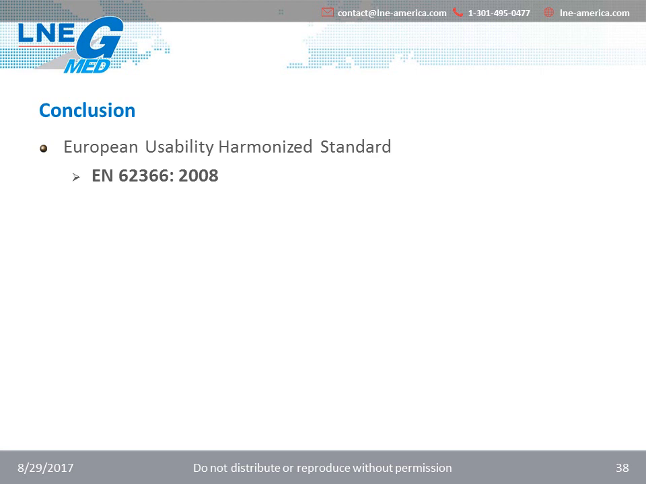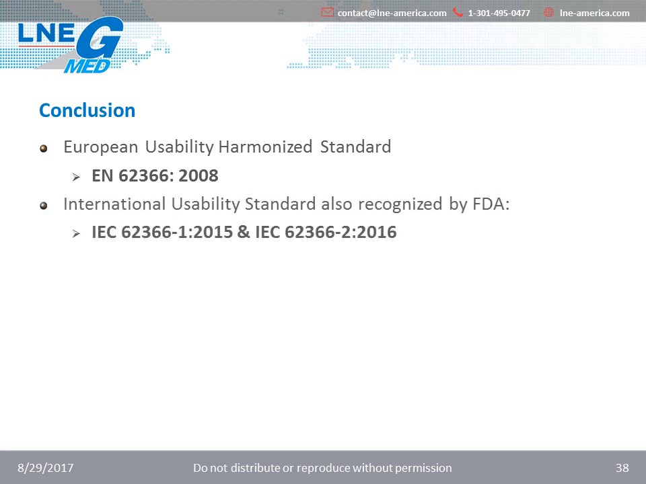Today, the latest version of usability published in the Official Journal of the European Union as a harmonized standard is still EN 62366-2008. However, the International Usability Standard, which is also recognized by FDA, is IEC 62366-1 2015 and also Part 2 of the same standard published in 2016.